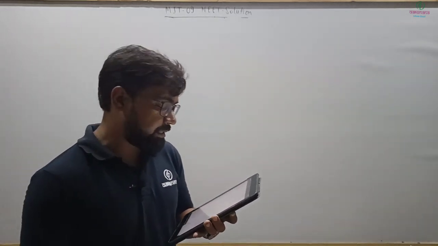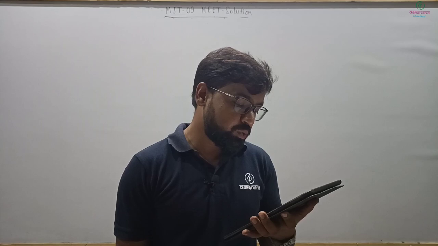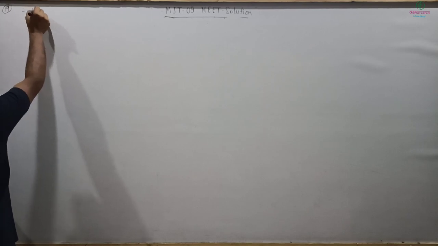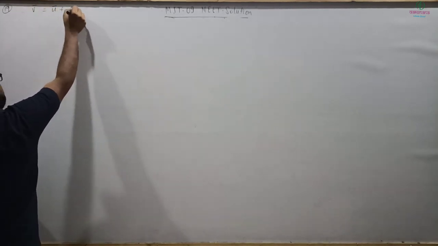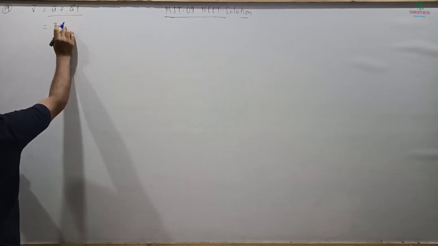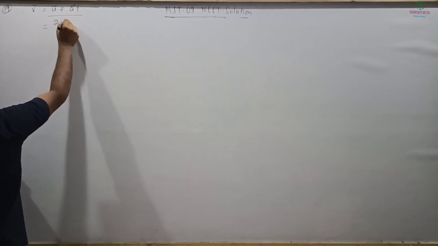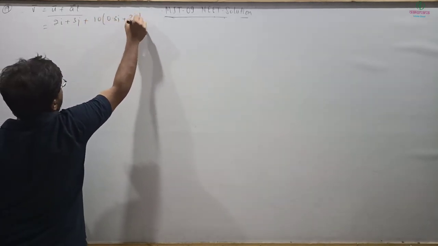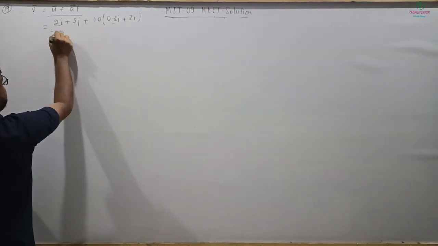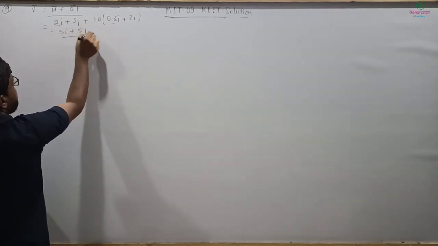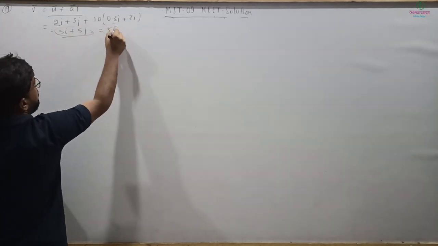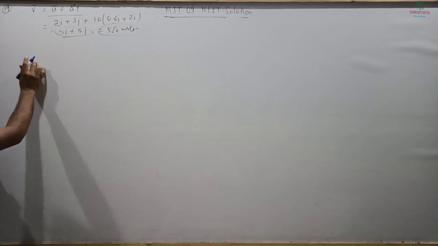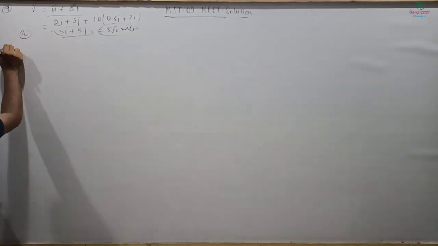Okay, so next, question number 19. A particle has initial velocity 2 i cap plus 3 j cap and acceleration 0.3 i cap plus 0.2 j cap. Find the magnitude of velocity after 10 seconds. So v bar will be equal to u bar plus a bar t. Simply it's 2 i cap plus 3 j cap plus 10 into 0.3 i cap plus 0.2 j cap. That comes out to 2 plus 3, which is 5 i cap, and 3 plus 2, which is 5 j cap. So the answer is 5 root 2 meter per second, which matches option number 4. Question number 20.